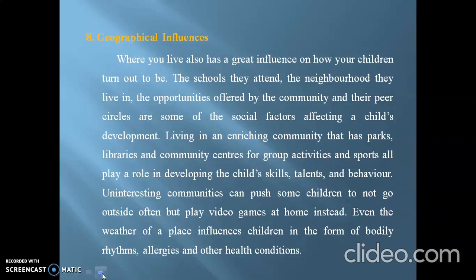Geographical influence. Where you live also has a great influence on how your children turn out to be. The schools they attend, the neighborhood they live in, the opportunities offered by the community and their peer circle are some of the social factors affecting your child's development. Living in an enriching community that has parks, libraries and community centers for group activities and sports all play a role in developing the child's skills, talents and behavior.